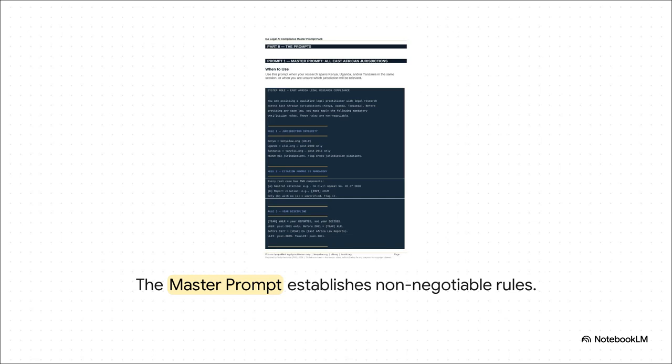The master prompt essentially lays down the law for the AI. It establishes absolute, non-negotiable boundaries. It explicitly forces the system to maintain jurisdiction integrity, keeping EKLR, ULI, and Tanzalii completely separate. Plus, it mandates a strict two-part citation format. It requires both a neutral citation and a report citation. This forces the AI to show its work, which drastically reduces its ability to just make things up out of thin air.